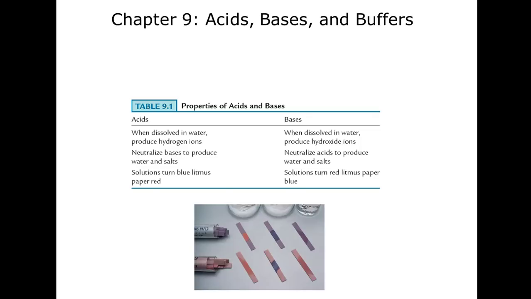Let's take a look at some properties of acids and bases. When dissolved in water, acids will produce hydronium ions, which many times are simply represented as hydrogen or H+. Acids neutralize bases to produce water and salts, like sodium chloride. Acids turn blue litmus paper red. When bases are dissolved in water, they produce hydroxide ions, OH-. Bases neutralize acids to produce water and salts and turn red litmus paper blue.